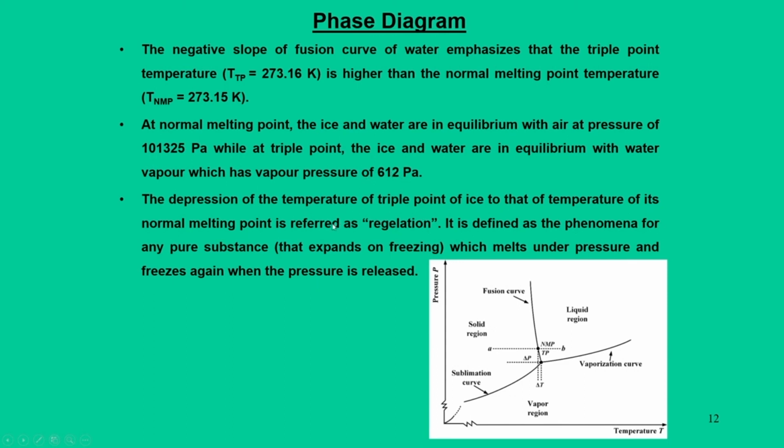So, we call this phenomenon regelation, which is defined as the phenomenon for any pure substance, in fact those pure substances that expand on freezing. These substances melt under pressure and freeze again when the pressure is released. So, as if they behave elastically, where they first melt and then freeze again when the pressure is released. Such a phenomenon we call regelation.